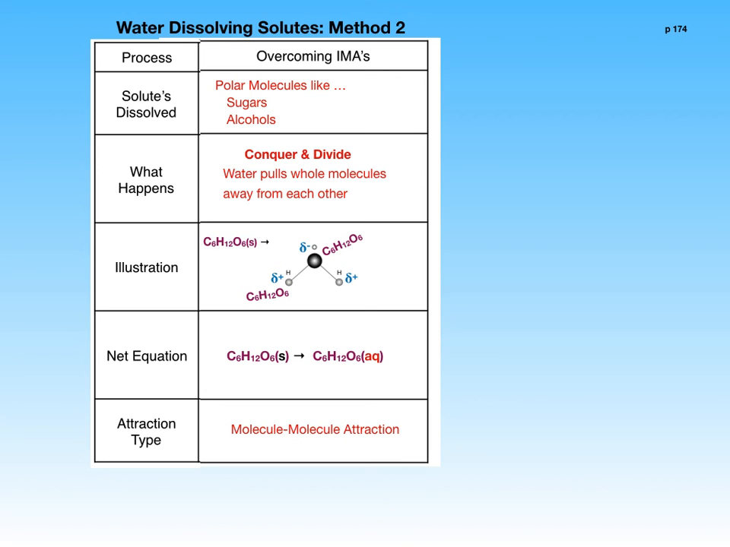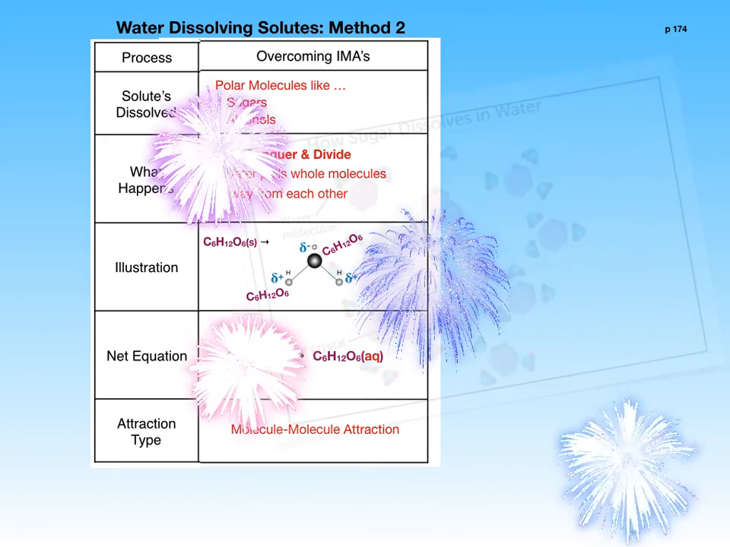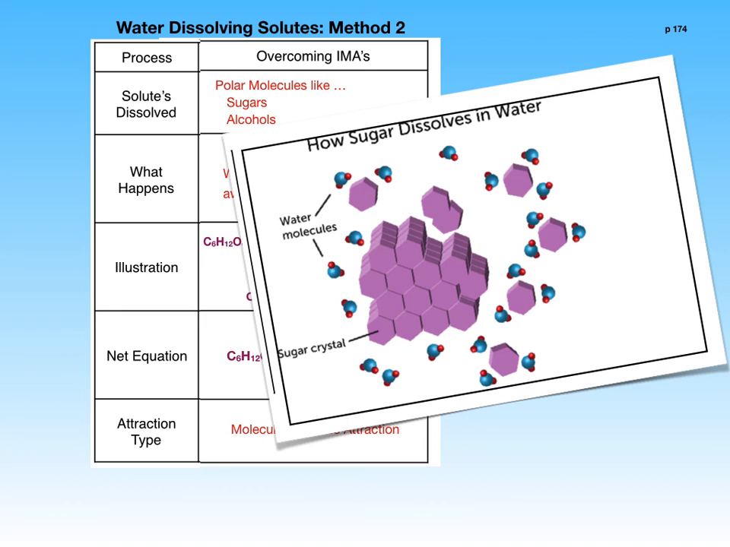Let's take a look at a picture showing the conquer and divide process. Each little purple hexagon shape represents a sugar molecule such as glucose or sucrose. Notice that as the water molecules come and start pulling the hexagonal shape away from the sugar crystal sample, the hexagonal shape stays intact. It's just separated from the other hexagonal shapes. So method 2: pulling one molecule away from the other, conquer and divide.